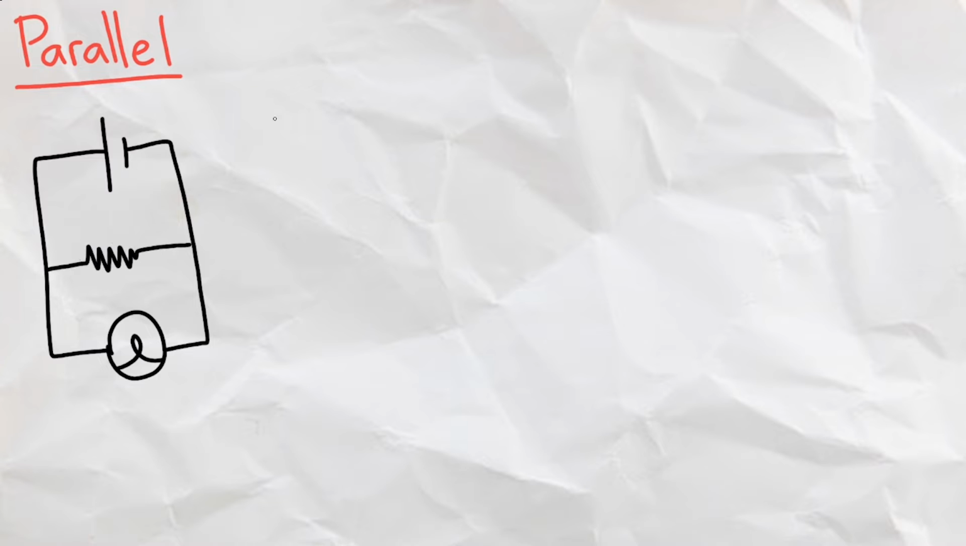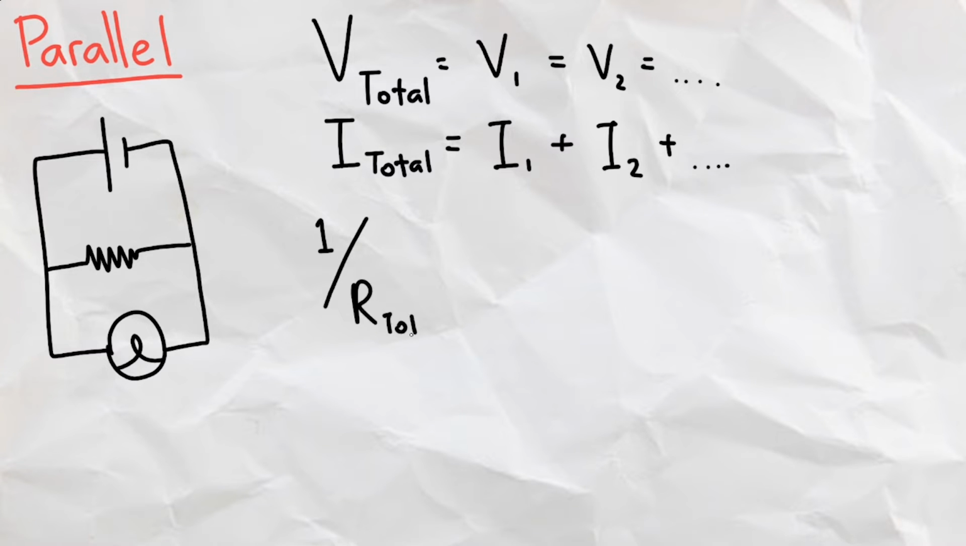Moving on to parallel circuits now. They are circuits with multiple paths for the electricity to travel through, as per example here. In the case of parallel circuits, the total current adds up, while the total voltage stays the same. The resistance also adds up, but as reciprocals like so.